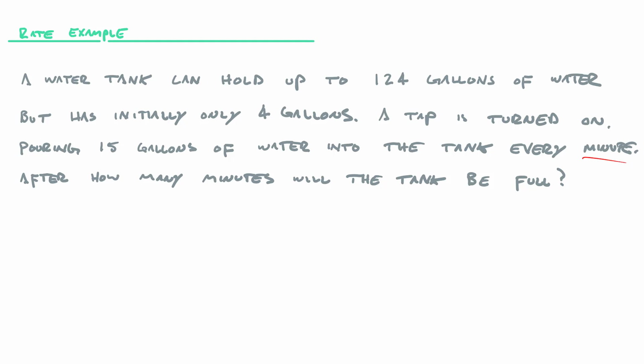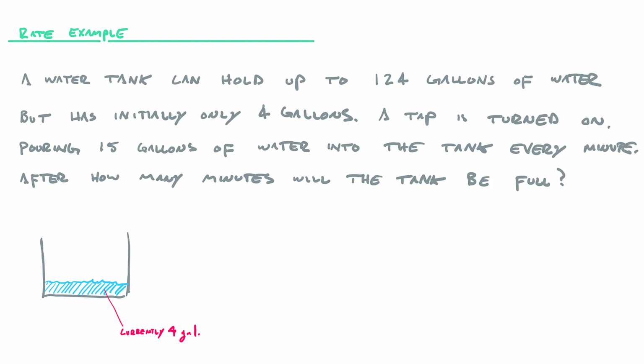So here we've got a water tank can hold up to 124 gallons of water, but has initially only 4 gallons. A tap is turned on, pouring 15 gallons of water into the tank every minute. After how many minutes will the tank be full? So I'm going to go ahead and just visualize this for us a little bit. It's not a necessary step for everyone, but sometimes could be helpful.